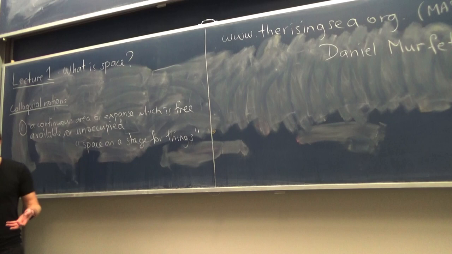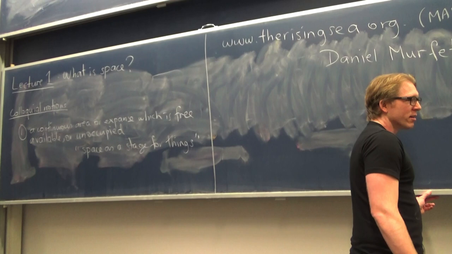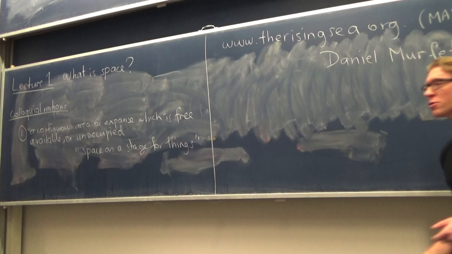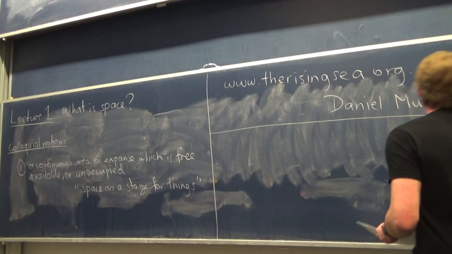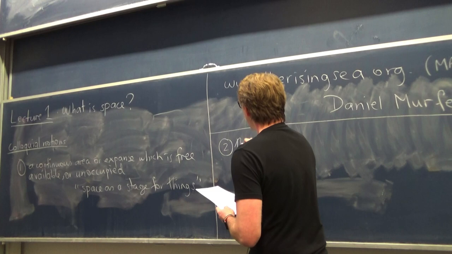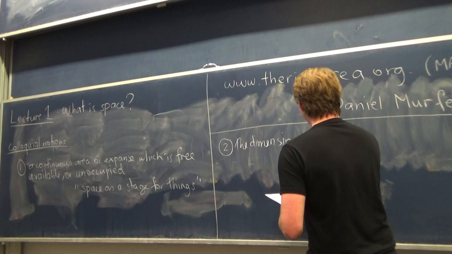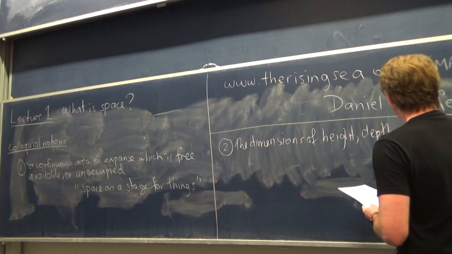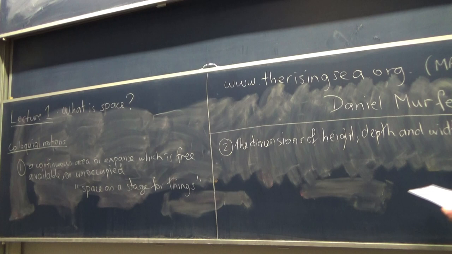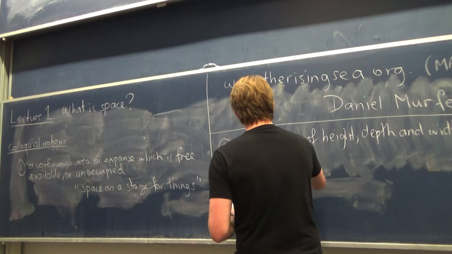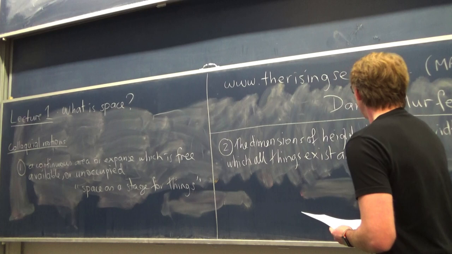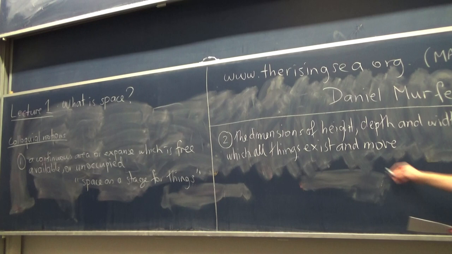Now, this is important because what's driven our development, even the most sophisticated notions of space that we have, is things like physics, right? Where space is a stage for things and for motion. So the second of the colloquial definitions that I'm going to mention is connected more with motion. Okay, so these are just verbatim from my dictionary. The dimensions of height, depth, and width within which all things exist and move. Well, the exist part is sort of overlapping with the first definition, right? But this is interesting. So this is space as a stage for motion.